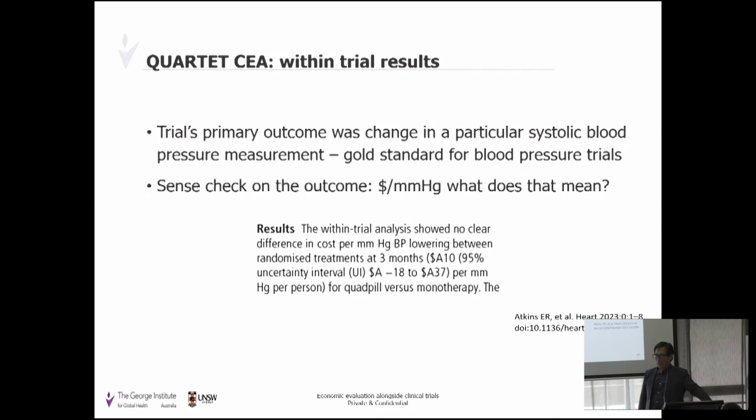Okay, so the Quartet within-trial results. The trial primary outcome was a change in systolic blood pressure, which is a gold standard for blood pressure trials. So here's a quote from the findings of the trial. The within-trial analysis showed no clear difference in cost per millimeters of mercury blood pressure lowering between randomised treatments at 3 months for quad pill versus monotherapy. So there's no clear difference.